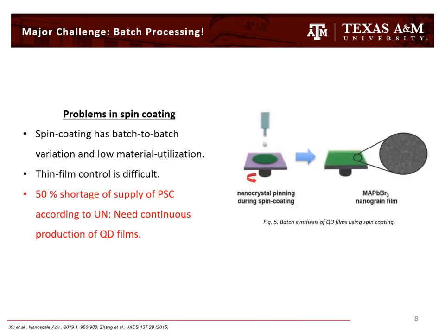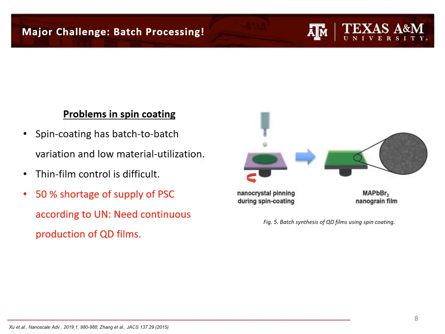That being said, there are certain challenges in commercializing this technology, and one of the key challenges is the batch processing nature. Today, the thin films used in perovskite solar cells are made using something called spin coating, which is nothing but the quantum dot solution being dropped on a revolving substrate as shown here, and then you make a thin film out of it, which can then be put in an oven, cured, and used. However, there is a lot of batch to batch variation. The material utilization is pretty low. Also, it is very difficult to control the thin film porosity and roughness in this case.